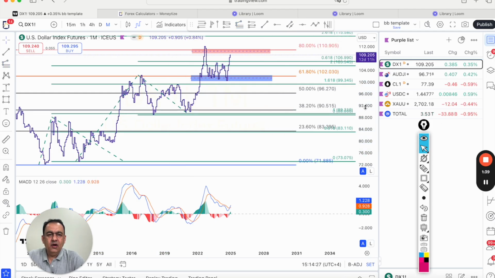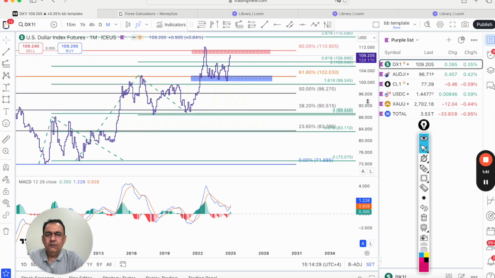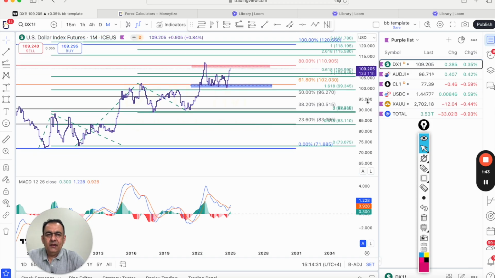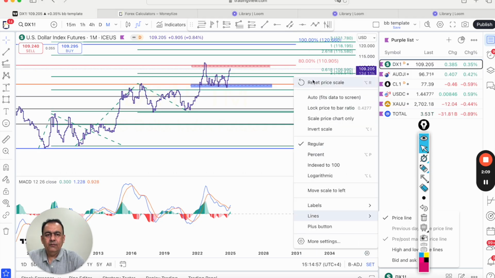Now, based on multiple Fib extensions, the strong magnet zone is coming around 115. In between, we have resistance at 110.90. Currently, dollar index is around 109.20. But the point to be noted is that the momentum is picking up. So the MACD histogram and MACD lines are clearly rising. In short, on monthly time frame, dollar index remains bullish.